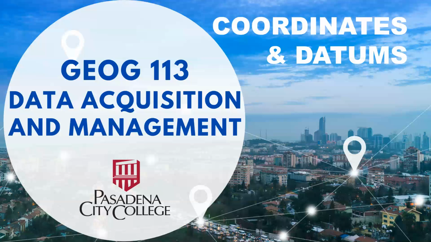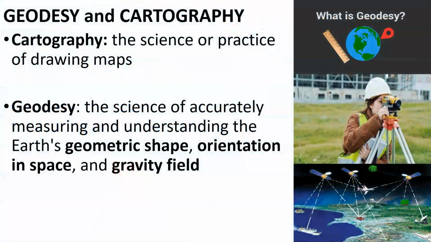Okay, let's look at the relationship between coordinates, projections, and datums. So, as you might have heard, cartography is the science or practice of drawing maps. However, underlying all of this, we also have the science of geodesy, which is the science of accurately measuring and understanding the Earth's geometric shape, orientation in space, and gravity field.